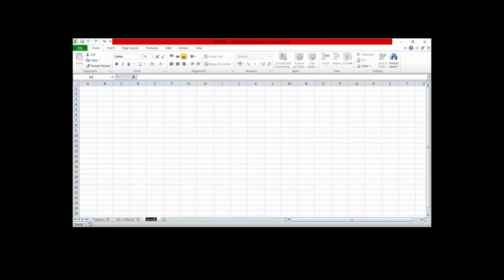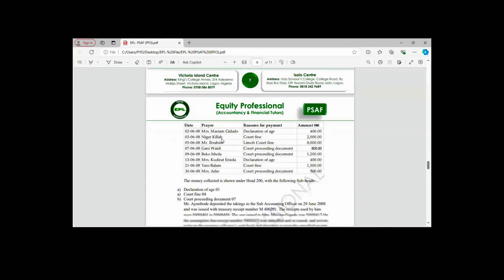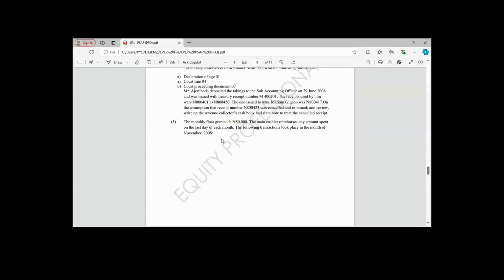Then let's look at the next question that is also necessary for us to look into. Now the next transaction is what? Monthly float granted is 80,000. The main cashier reimburses any amount spent on the last day of each month. The following transactions took place in the month of November 2008.